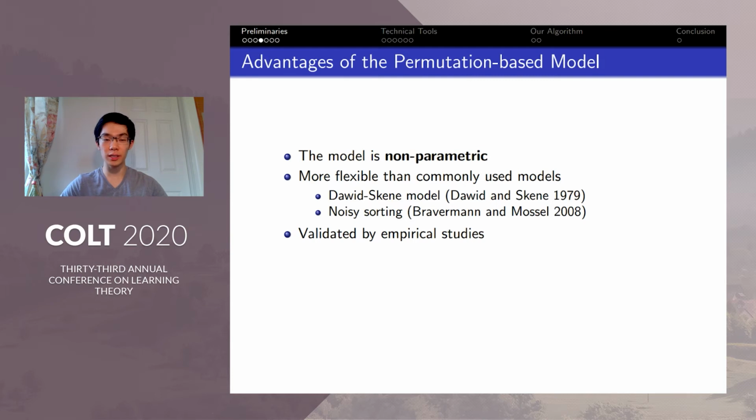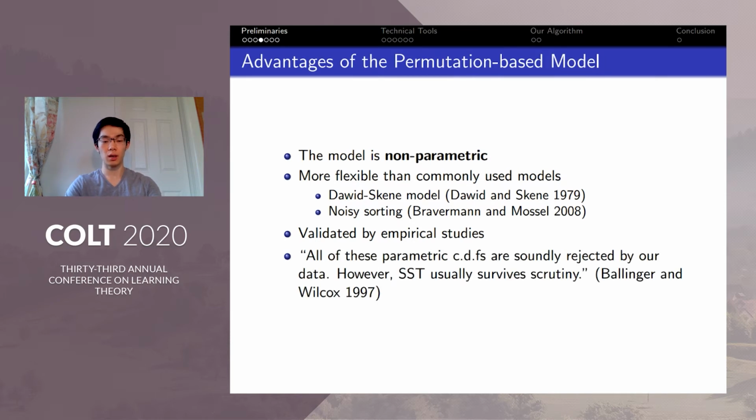Compared to these more restrictive and parametric models, the permutation-based models are validated by empirical studies, whereas many of the more restrictive models are actually invalidated by empirical studies. In a seminal paper by Ballinger and Wilcox, they state, all of these parametric CDFs are soundly rejected by our data. However, SST usually survives scrutiny.